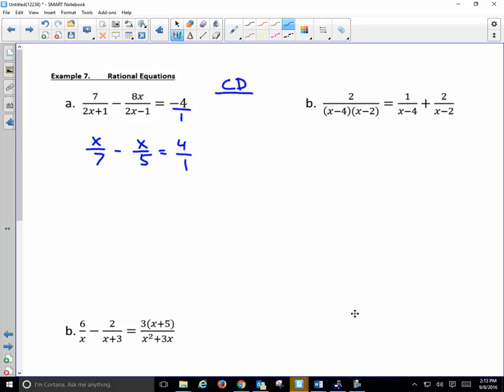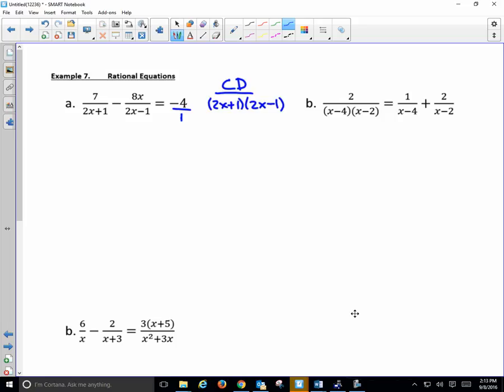Do you know what the common denominator would be in this situation? The common denominator would be 35. Now, instead of the 7 and the 5, I have a 2x plus 1 and a 2x minus 1. Do you know what the common denominator is now? Two x plus 1 times 2x minus 1. Now, what would I have to multiply the top and bottom by to make sure that it has this as a common denominator? It's missing the 2x minus 1.